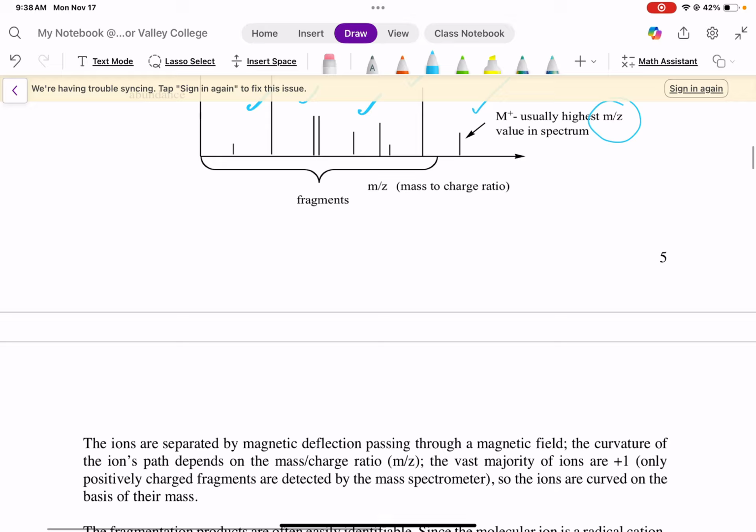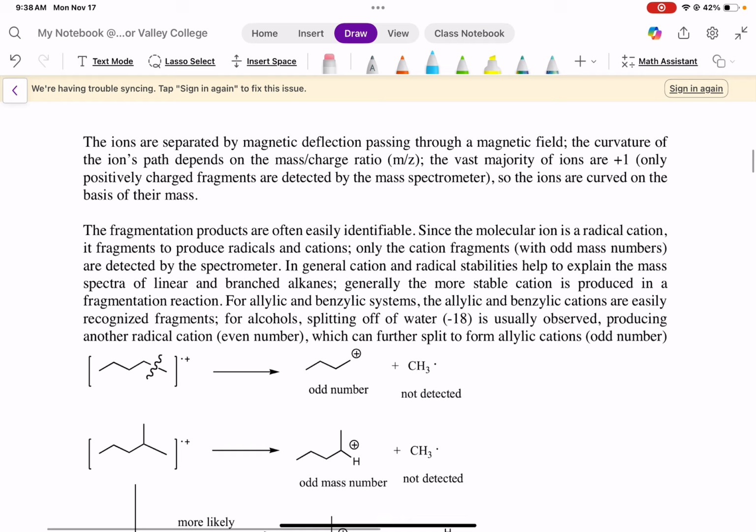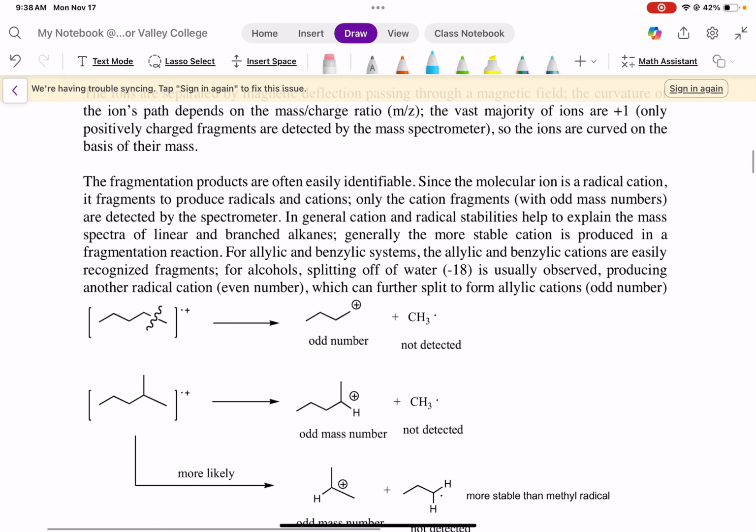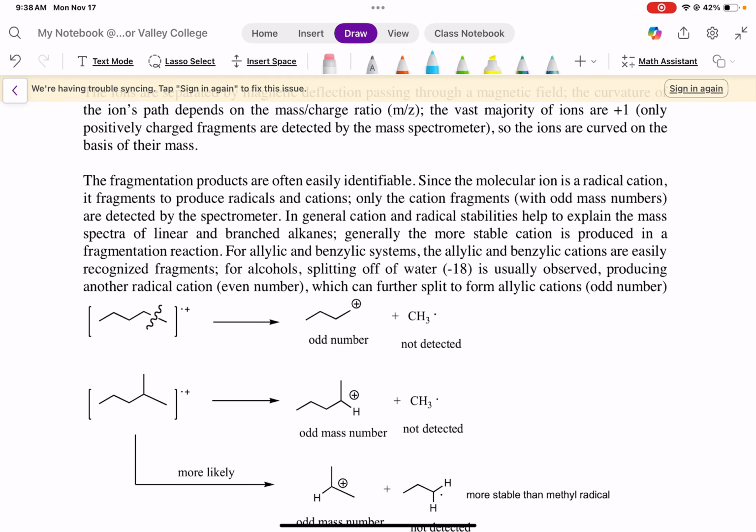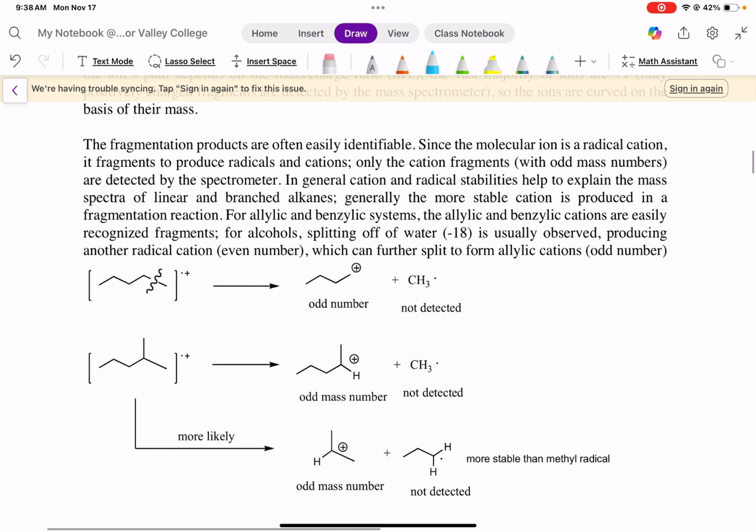Now with the molar mass, that will help us to figure out the structure and all the fragments. The big M plus breaks down into smaller pieces, and then the machine will identify those by the mass. The charge is 1, so divided by 1, it's the same.